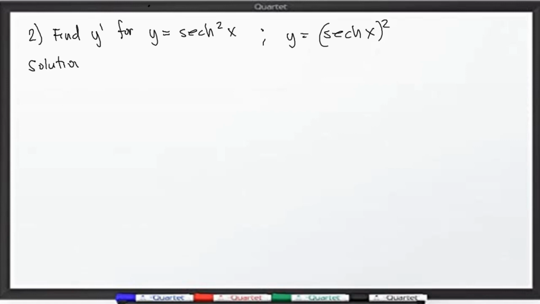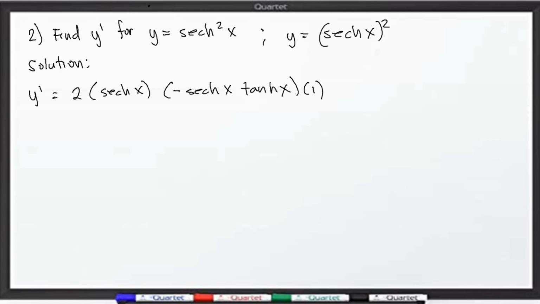We say solution. y prime is equal to the derivative of the outside, which is 2, and then copy the inside, sech x, and then mawawala na yung exponent dahil 1 na lang yun. And then we have to multiply by the derivative of the inside, which is negative sech x tanh x du dx, which is 1.